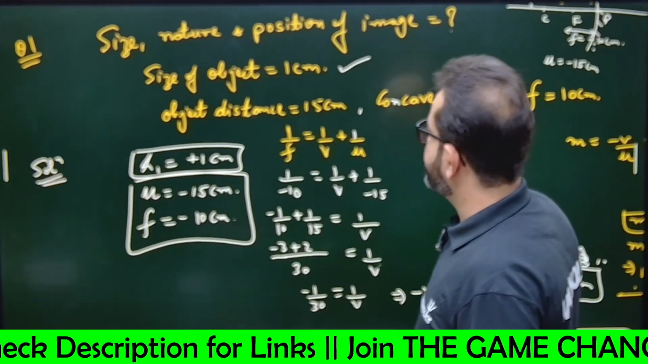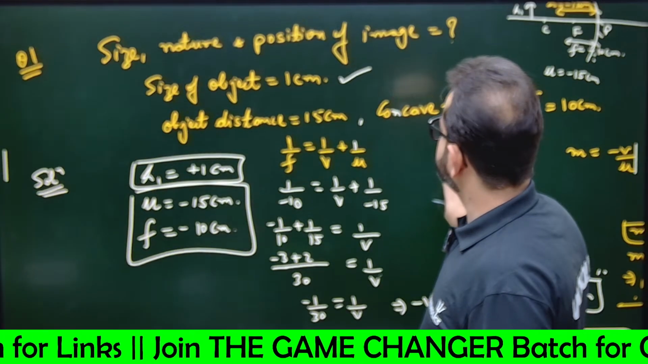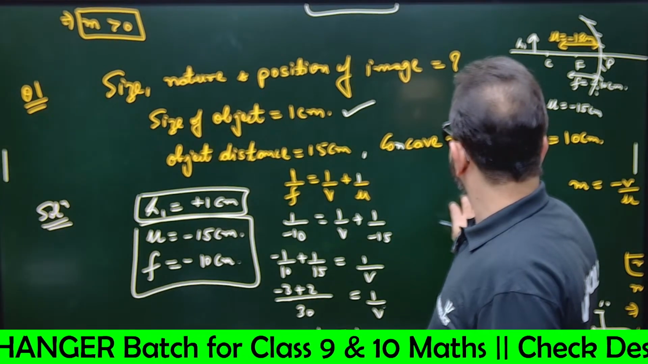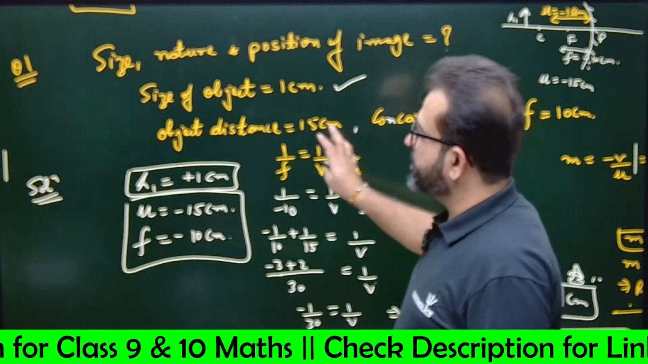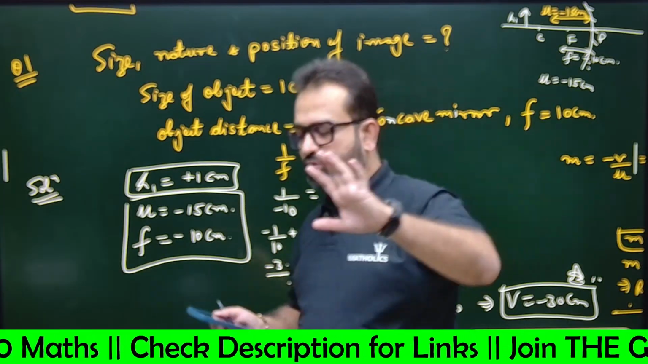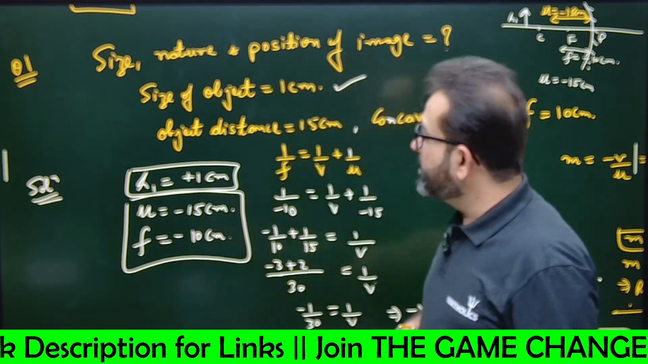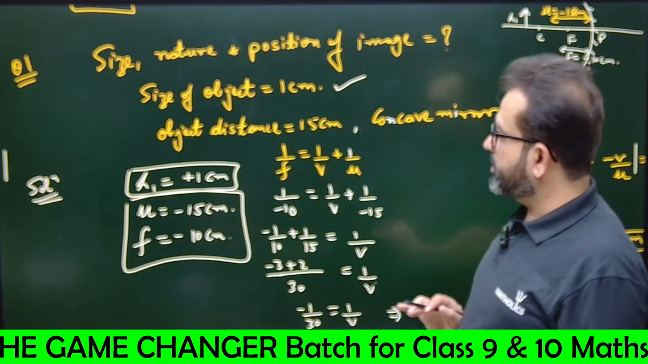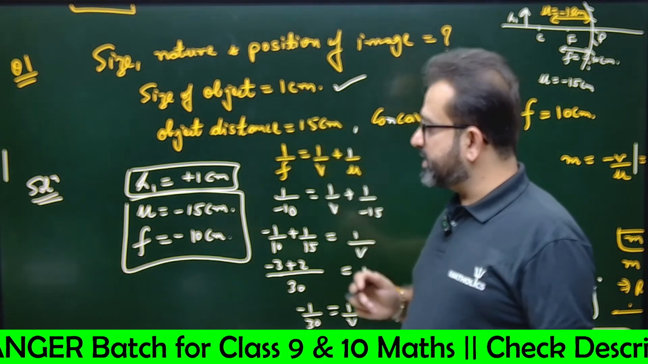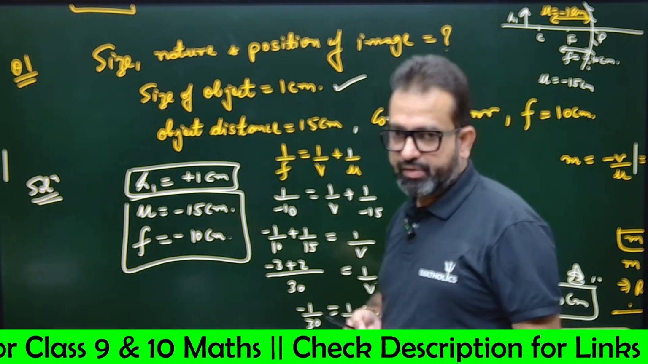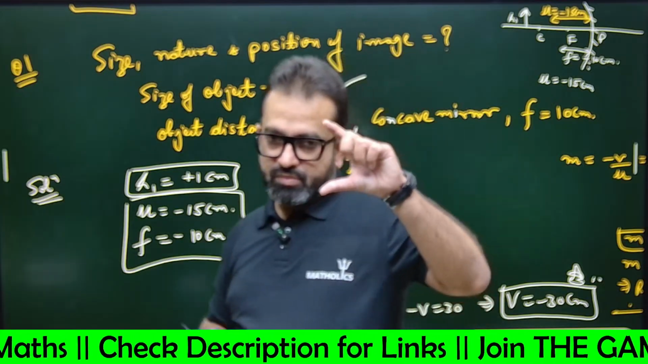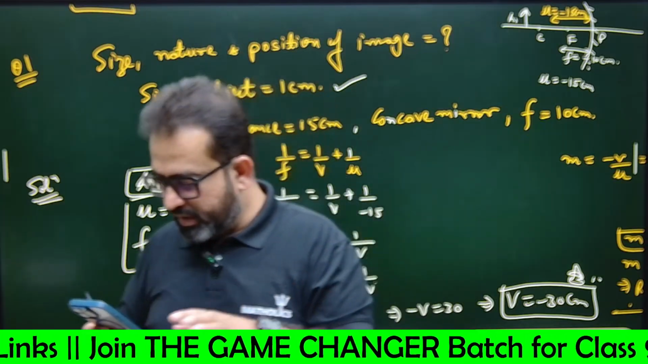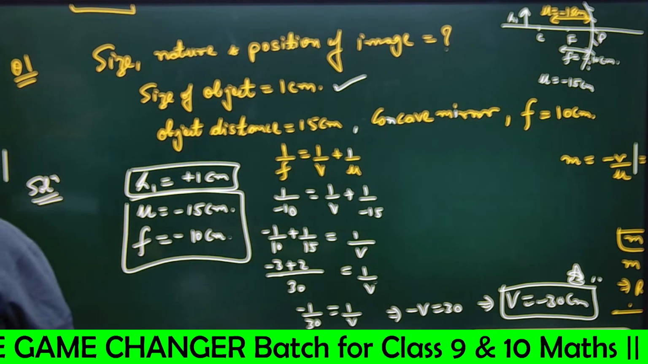A question says, and I am giving you just a summary of the question, since the numerical is too long to write. Just note the summary. Find the size, nature and position of the image for a concave mirror when the size of the object is 1 centimeter and the object distance is 15 centimeter. Size of object means object height h1. H1 is object height and h2 is image height.